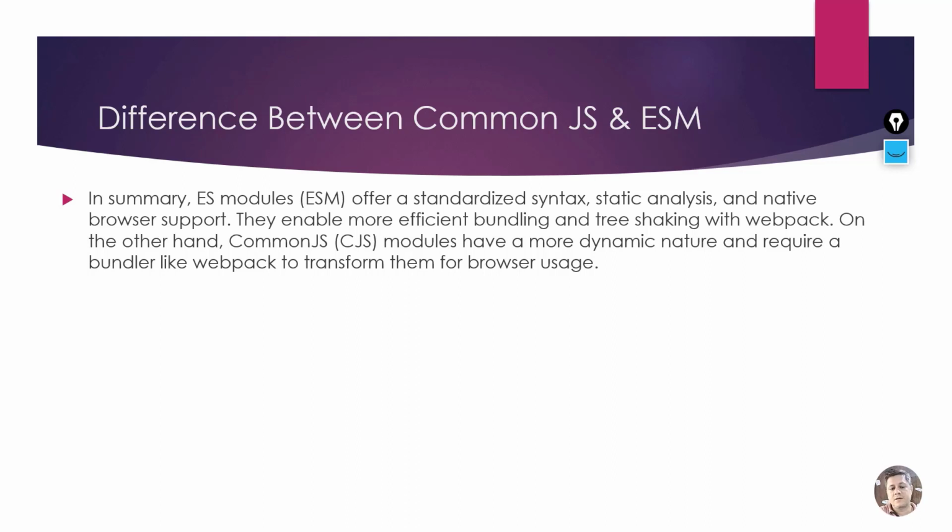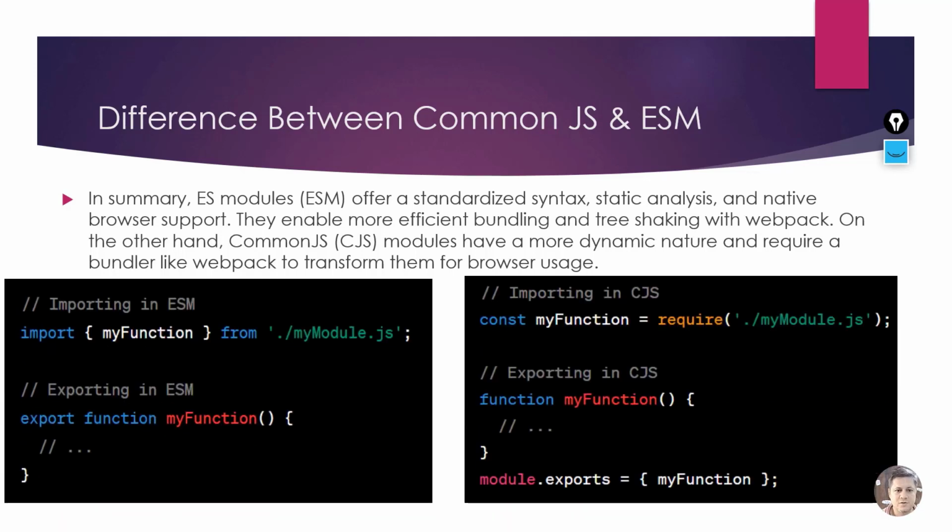And as I told you, this is the summary of the difference: ESM offers the standardized syntax, static analysis and native browser support. They are more efficient in terms of bundling and tree shaking with Webpack. On the other hand, common JS modules have a more dynamic nature and require a bundler like Webpack to transform them for browser usage. And the biggest drawback of common JS is that it does everything at runtime. Okay, so that was not related to Webpack, but I just wanted you guys to understand this also.